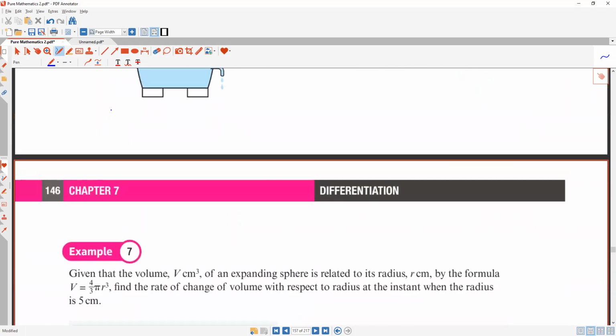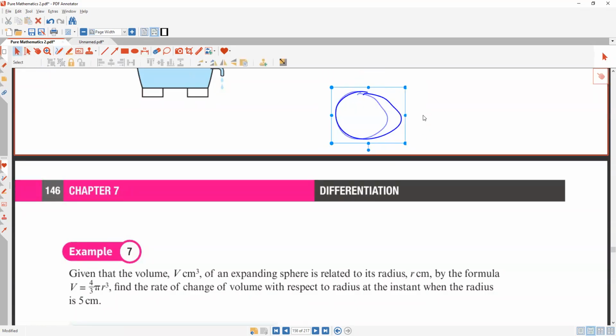Let me come here. They said, example 7. Okay, and everybody focus. Given that the volume V of an expanding sphere. So let's say you have a sphere which is expanding. When it is expanding, can you see its radius is increasing, right? And its volume is also increasing. Given that the volume V of an expanding sphere is related to its radius by the formula V is equal to 4 by 3 pi r cube.